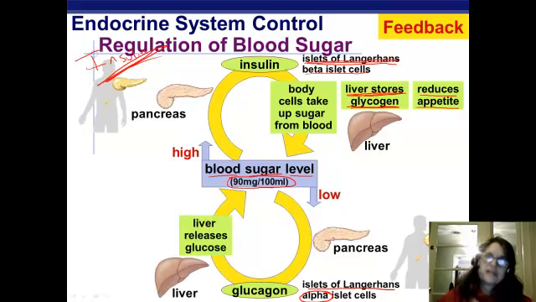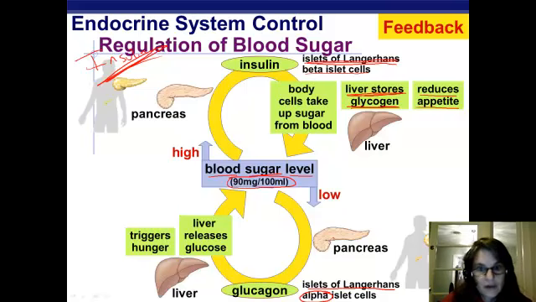This hormone has the opposing effect. This will cause the liver to actually release glucose from the glycogen molecules that the liver is storing, and it will also cause you to experience hunger so that you will eat to get your blood sugar up.